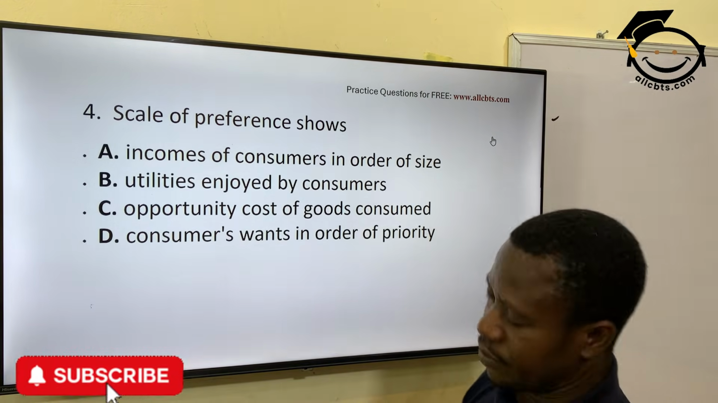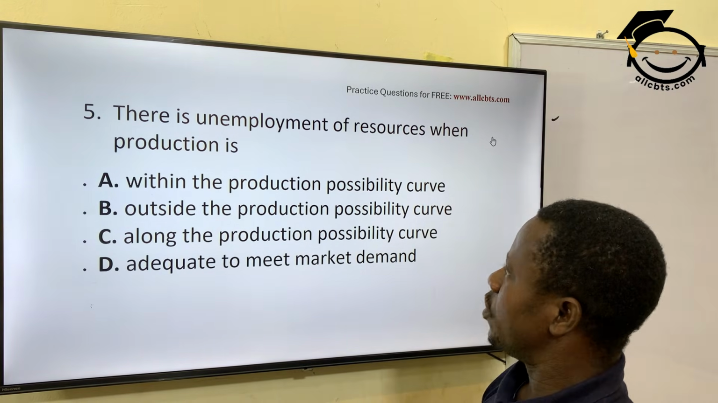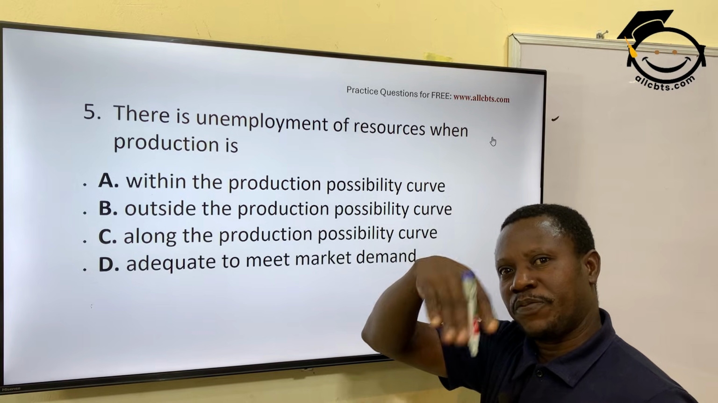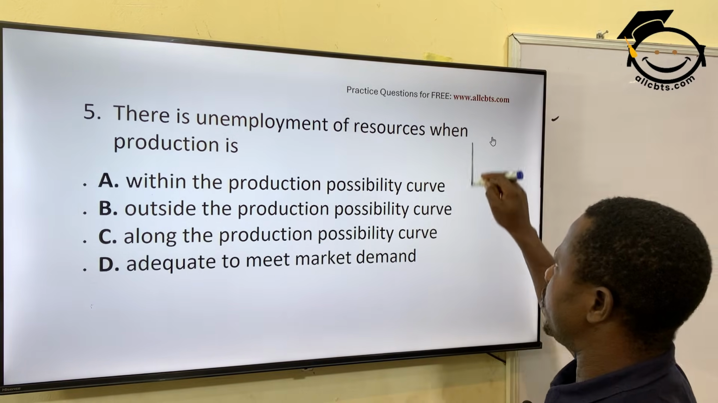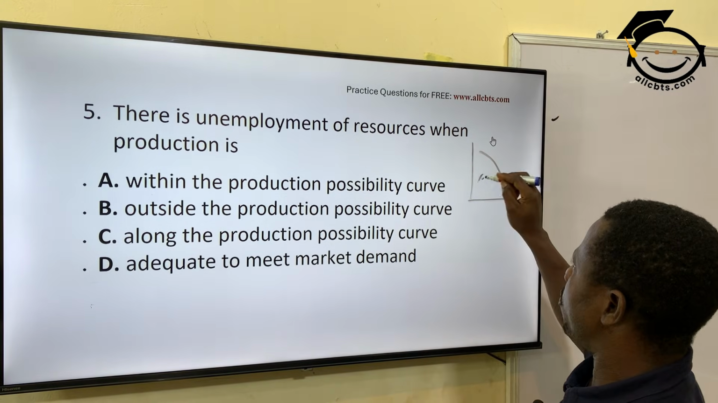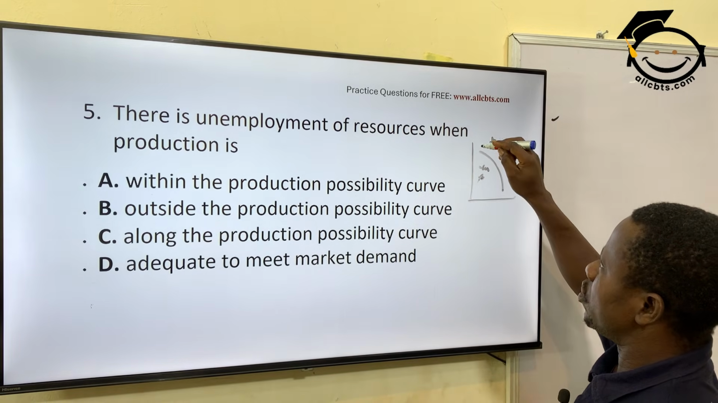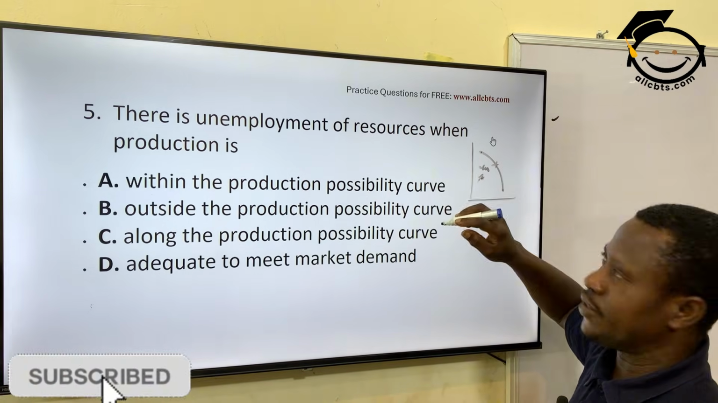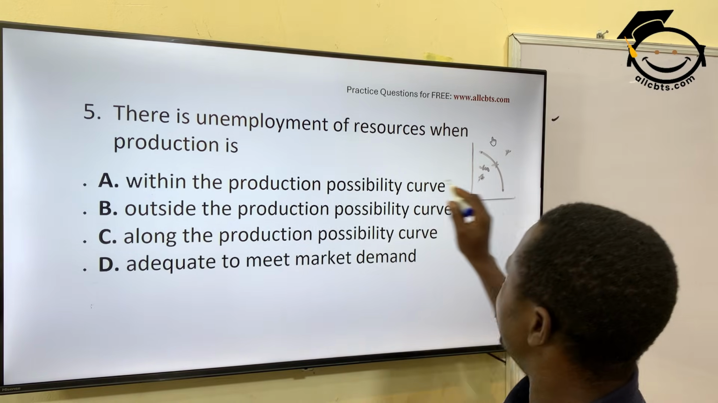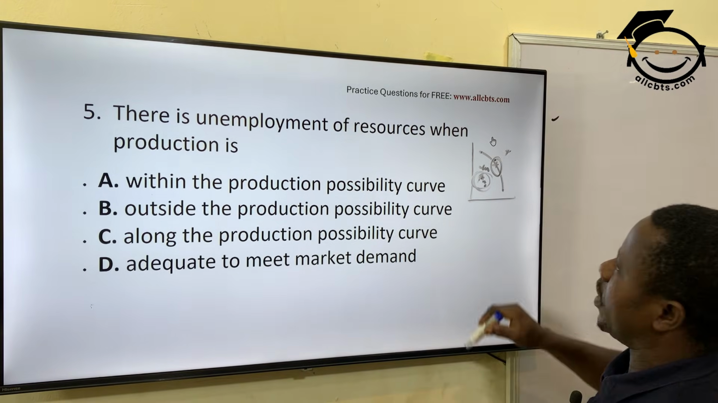Okay. The next question. There is unemployment of resources when production is within PPC. You know PPC now. We have done a lot on PPC on this channel. Please, you can check some of our previous videos on economics where we discuss PPC. This is PPC, production possibility curve. All right. We said any point inside is underutilization. Anyone along is what? Optimal utilization. Anyone above is overutilization. All right. So underutilization means resources are not fully utilized. These ones, resources are overutilized.